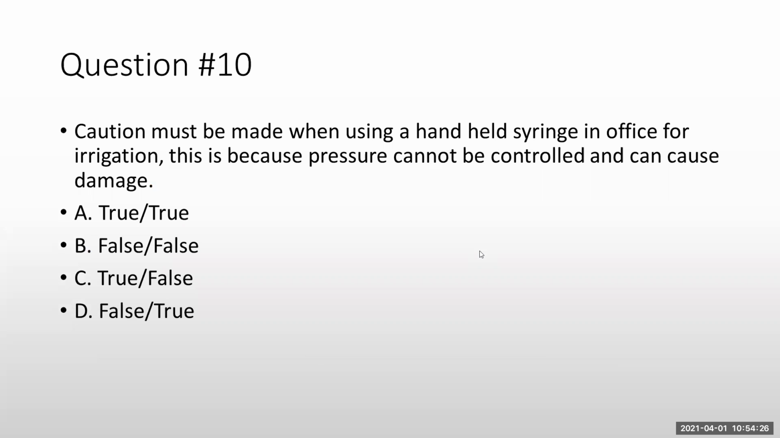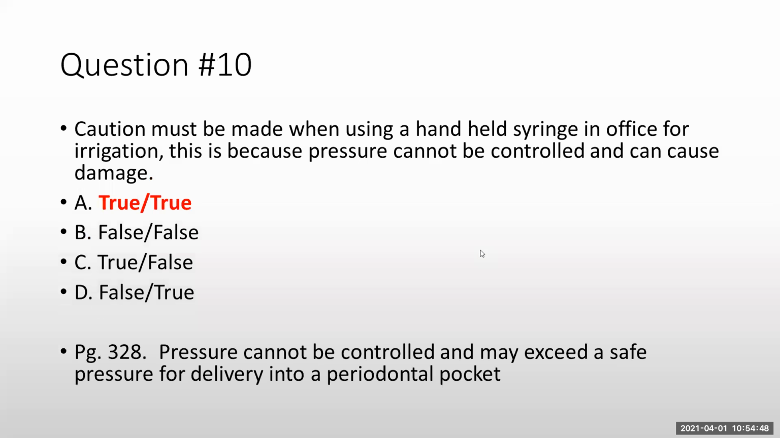Caution must be used when using a handheld syringe for in-office irrigation. True or false? This is because pressure cannot be controlled and can cause damage. Ooh, I didn't talk about that. True, true. You want to be very careful when you're squirting, especially after instrumentation.